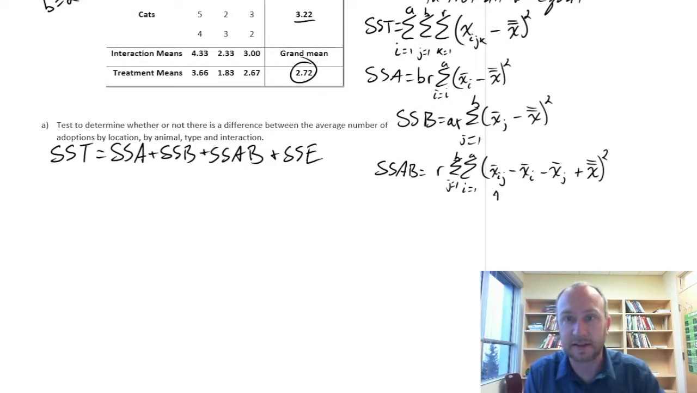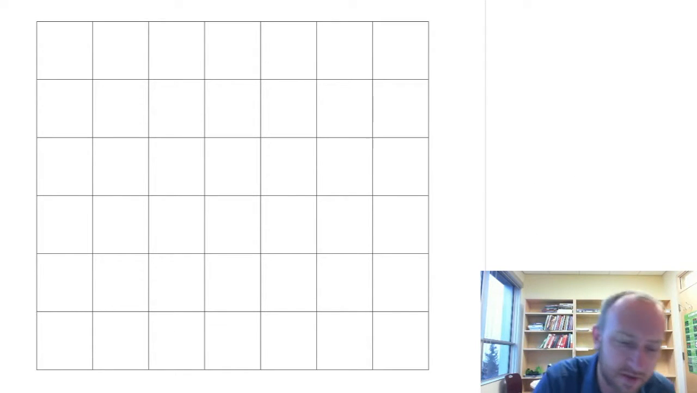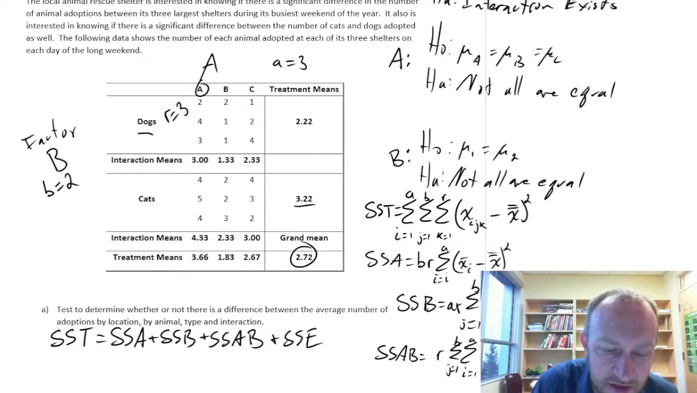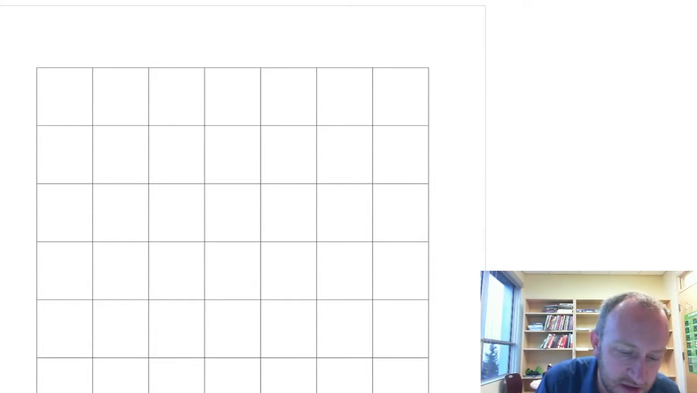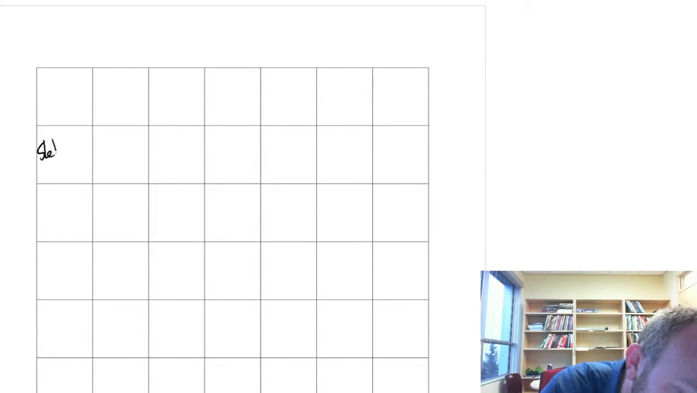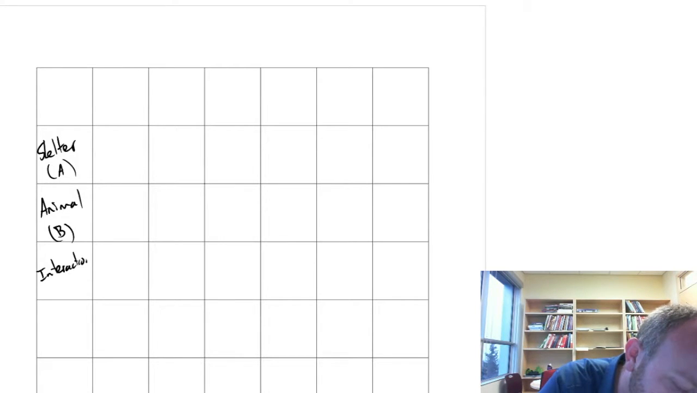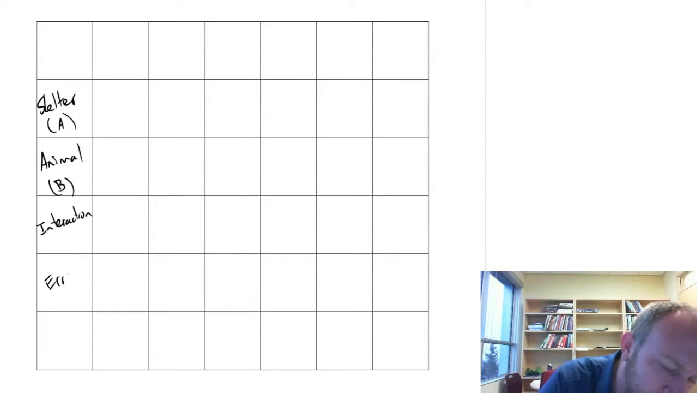Okay, so now let's get into our calculations. We've got a big ANOVA here to fill. So this is going to be factor A. Let's put in the names instead of just SSA or SSB here. Factor A is the shelters. So this is the shelter. In brackets I'll put A. Factor B, this is the animal, dog or cat. This is interaction. This is error. Oops, one too many R's in error. And this is our total.